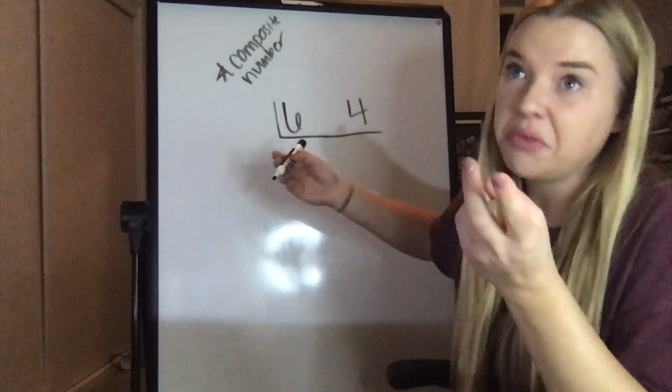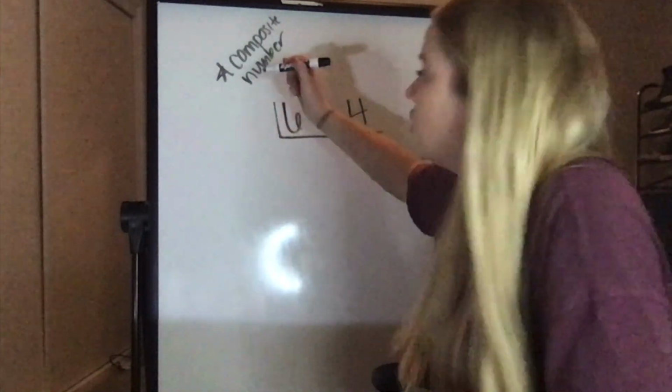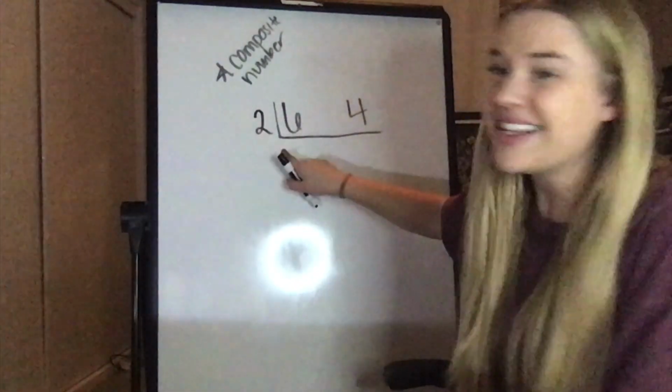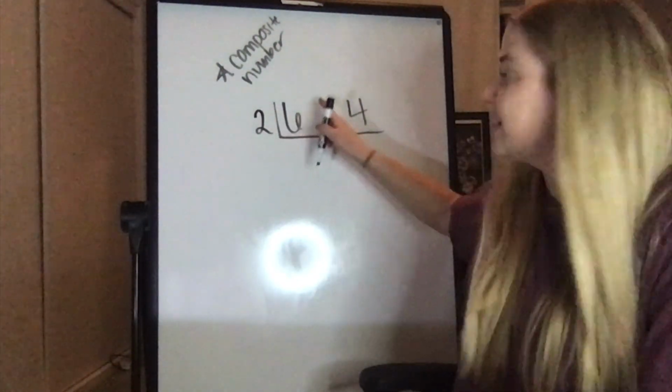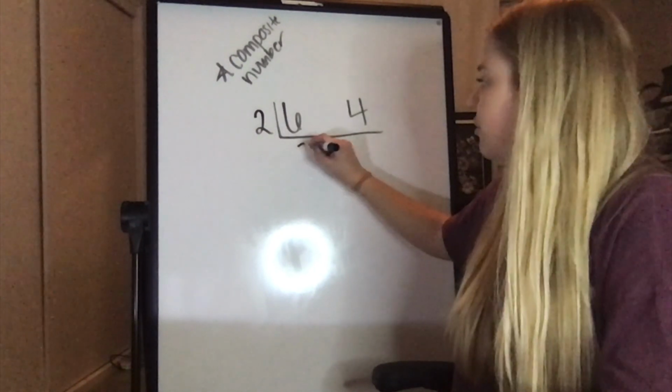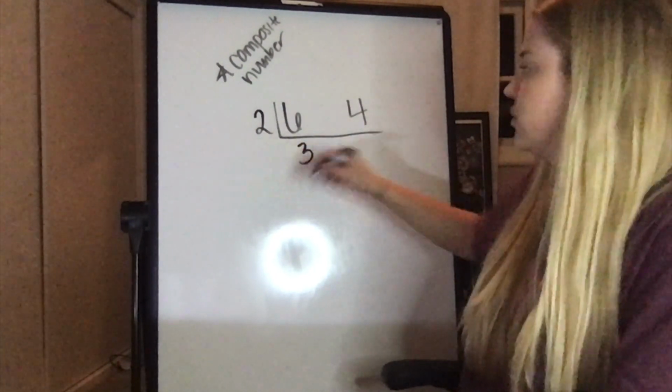2, can 2 go into 6? Yeah. Can 2 go into 4? Yeah. So I'm going to put 2 there. And like I said, that's my upside down division box. So now I'm going to divide. What's 6 divided by 2? 3. What's 4 divided by 2? 2.